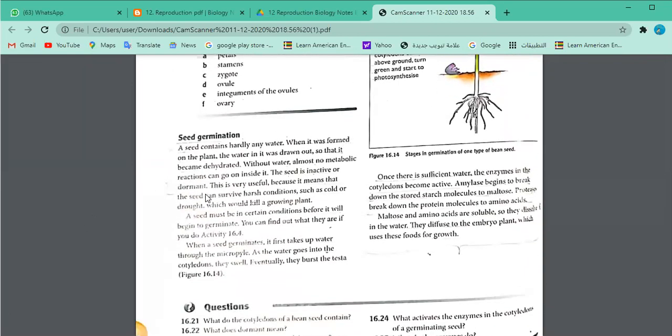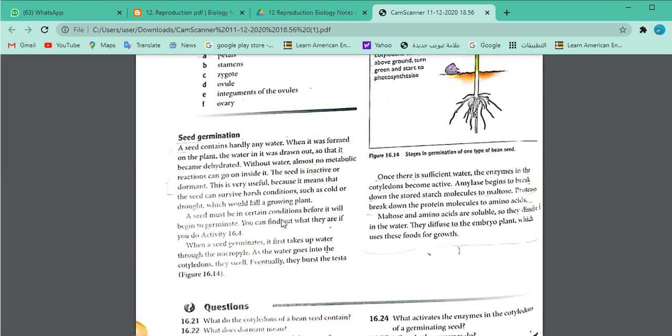Yes, very good. So let's briefly talk about what exactly seed germination is. You could see here that there is no water in the seed. So first of all, you need to provide water. Without water, the metabolic reactions in the seed are stopped, so you give it water to activate it, because it is dormant. What is the dormant stage? It is the stage in which the enzymes are inactive, not working. So they need a specific environment, water and heat, so that the seed can grow.